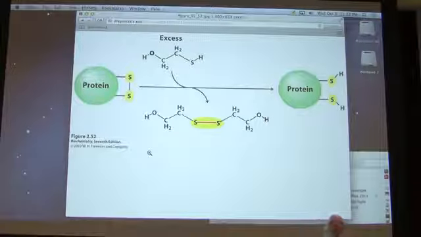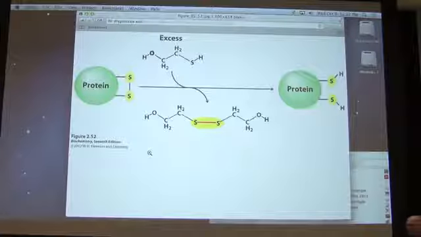Mercaptoethanol is one of several compounds that we use in the laboratory to reduce disulfide bonds in proteins. Another reagent that we commonly use is known as DTT, not DDT, but DTT. It stands for dithiothreitol, and it has a very similar chemistry to mercaptoethanol in terms of donating electrons. The end result is the same, though.